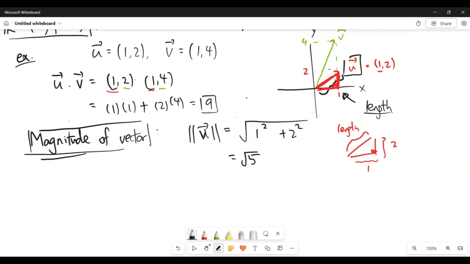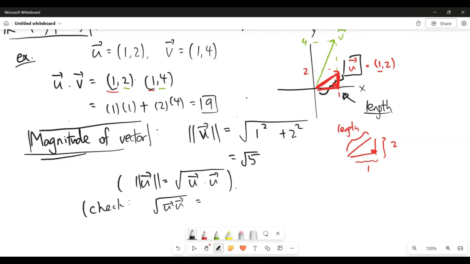There's another way to understand the formula for the magnitude of a vector. It can actually be written as the square root of the dot product of u with itself. You may be curious why it is true, because you can do a quick check. If you take the square root of the dot product of the vector (1, 2) with itself, you'll see that it's really the same answer as what we have obtained above.